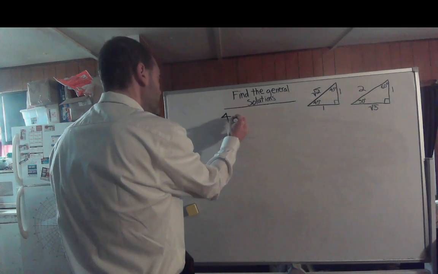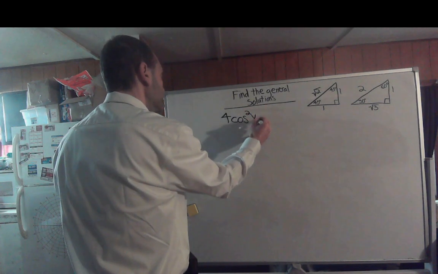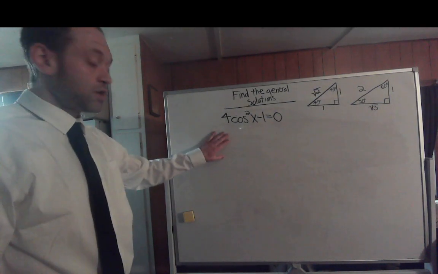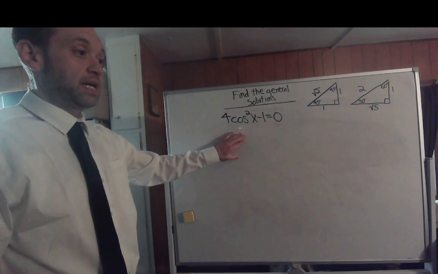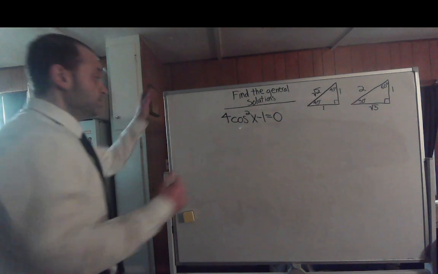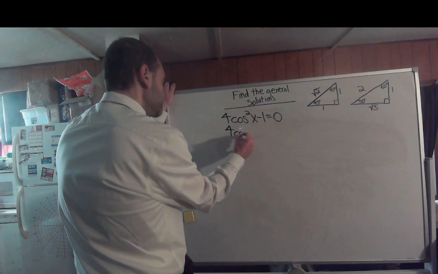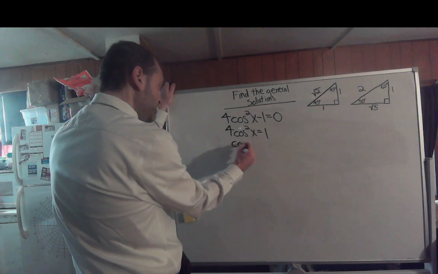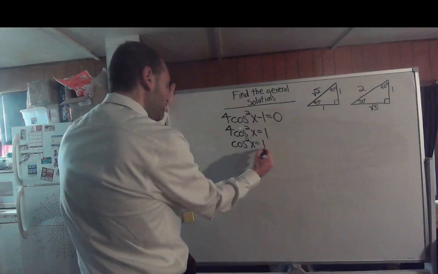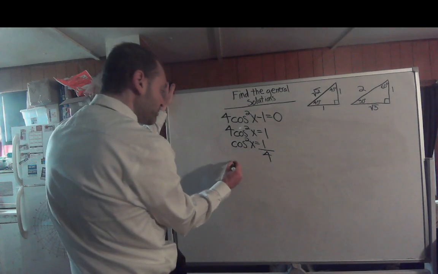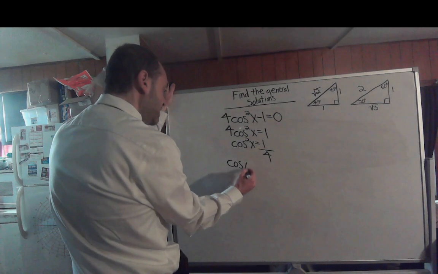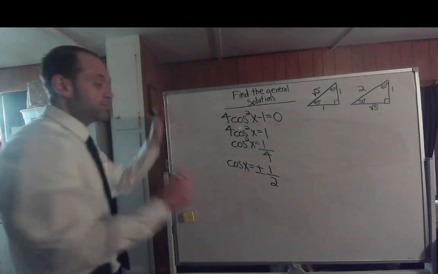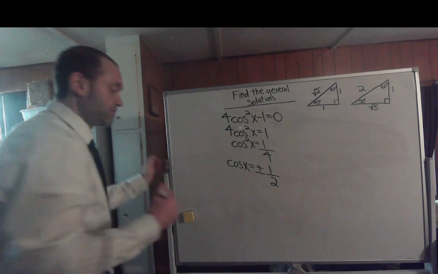Alright, let's see. 4 cosine squared of x minus 1 equals 0. Well, this would turn into 4 cosine squared of x equals positive 1, which would give you the cosine squared of x equals 1/4. Then we take our square roots, you'll get the cosine of x equals both plus and minus 1/2. So we got both roots, negative and positive.